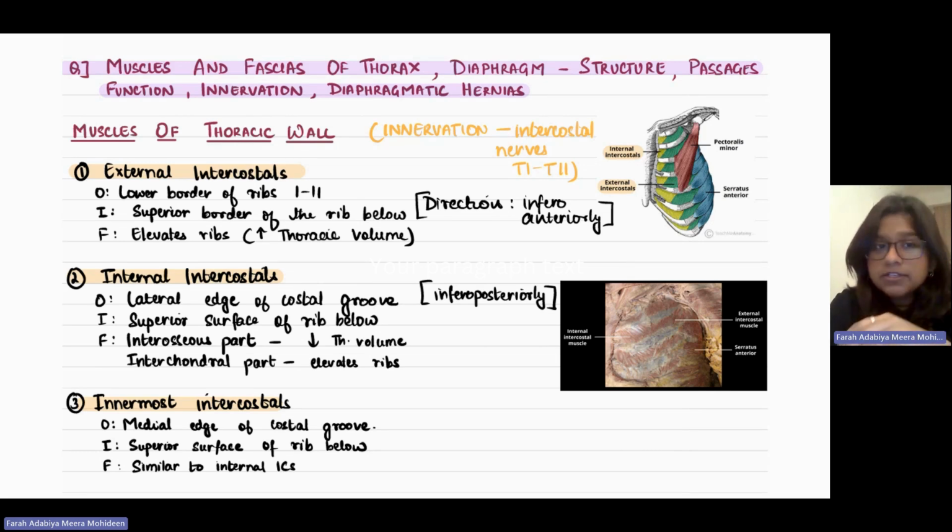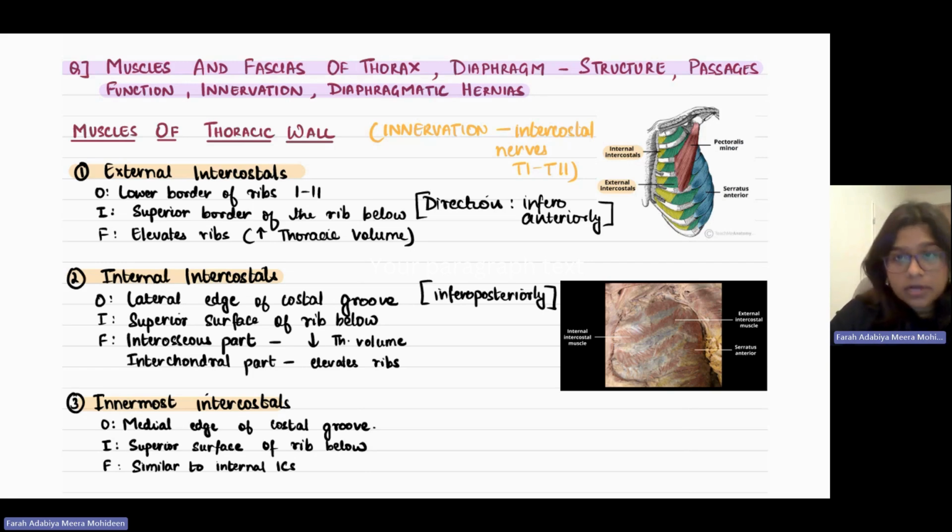When you talk about muscles of the thoracic cage, you have five muscles that you'll have to mention. And all of these are innervated by the intercostal nerves T1 to T11. Now you can see in the picture above the green muscles. That is what we're going to talk about first.